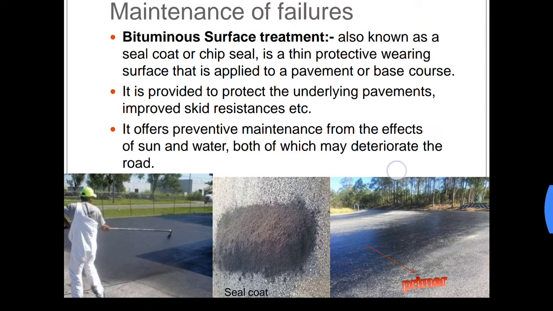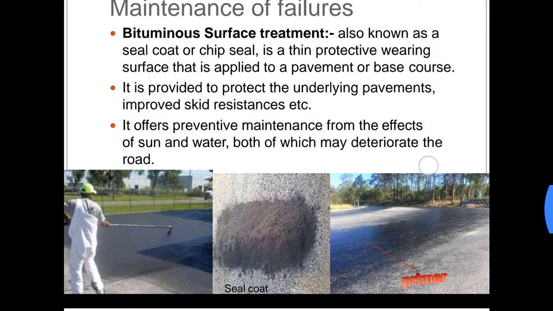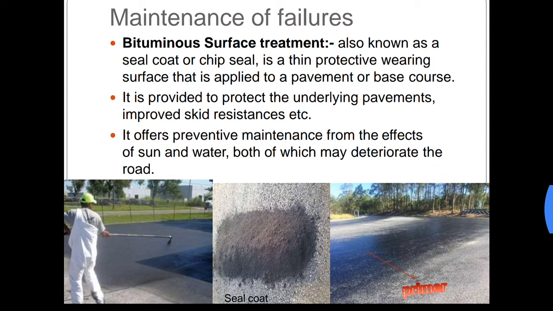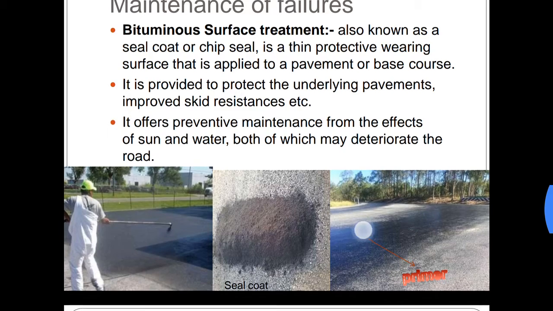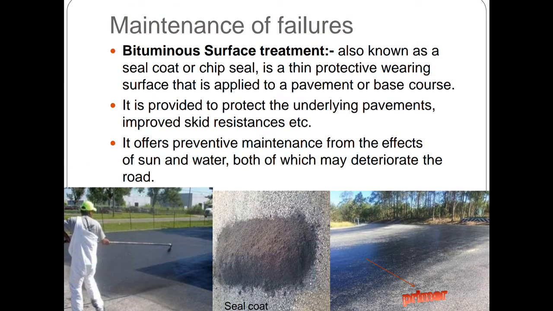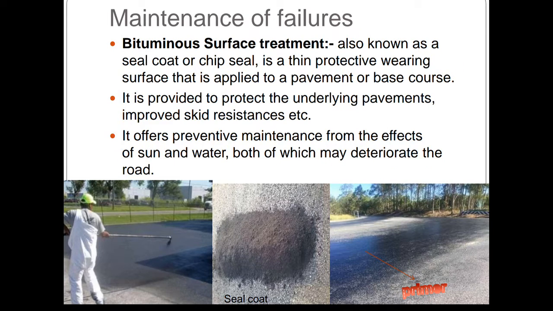Then how do you do the maintenance of these type of failures? So one of the techniques that we can use is bituminous surface treatment. We treat the surface with bitumen. Also known as seal coat or chip seal, it is a thin protective wearing surface that is applied to the pavement or base course.